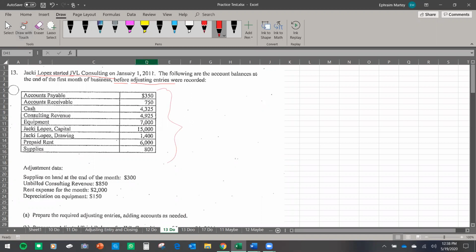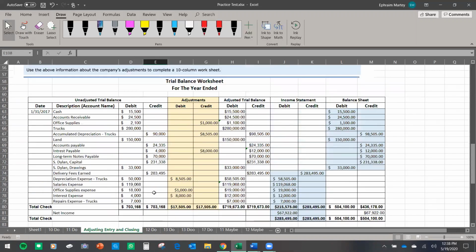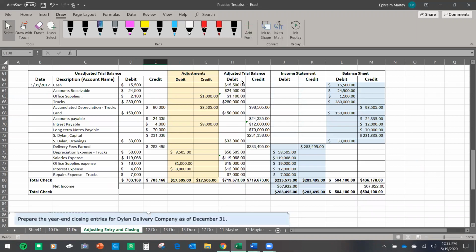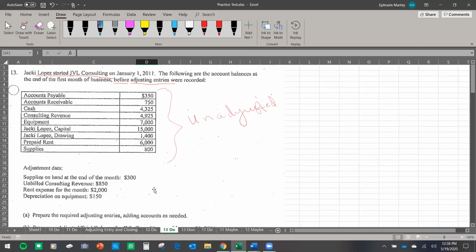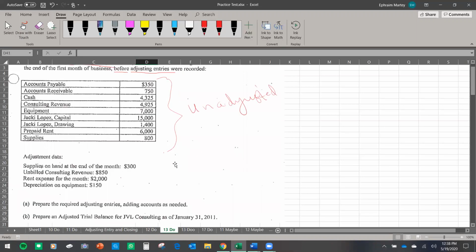Everything right here is unadjusted. Okay, so we're going to do the adjusted. We are going to adjust it by doing adjusting entries or doing adjustment, just like we did here in this problem, where we did adjustments and then we have an adjusted trial balance. So we're going to do that with this as well. Okay. And we know how adjustment goes.